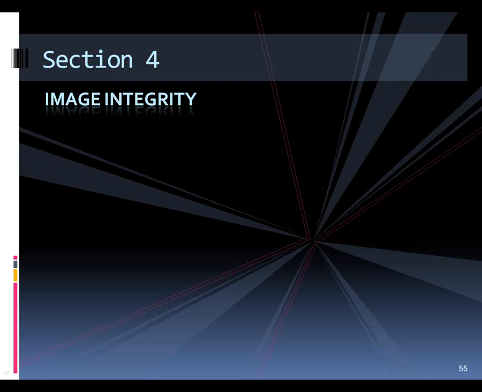In this section, we'll talk about image integrity. The question I always like to ask here is, does a picture lie? You've always heard the proverb, a picture never lies, but is that true? Well, as you obviously know, in modern times this is definitely not true. Pictures lie quite often, and we kind of expect that from fashion magazines.